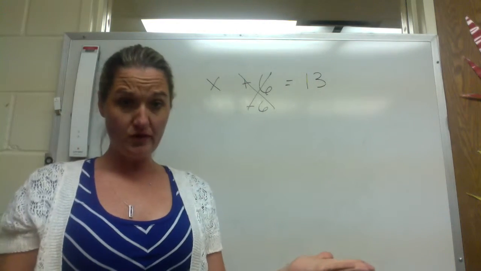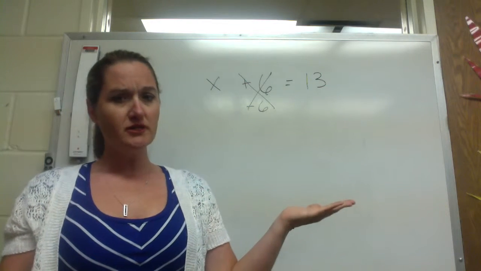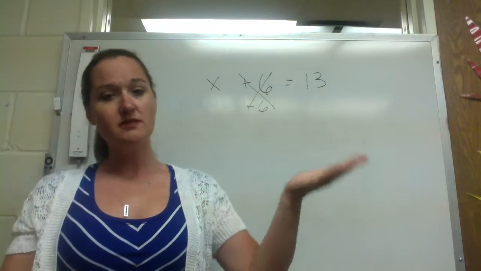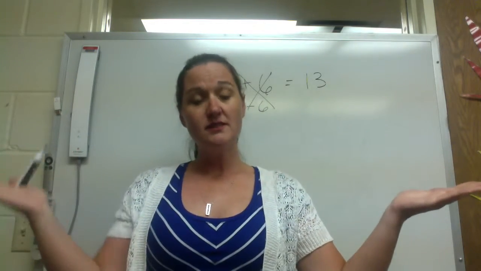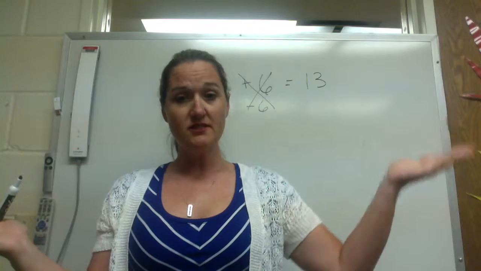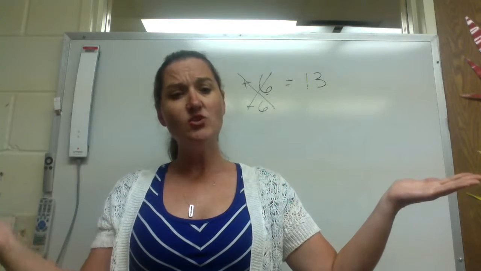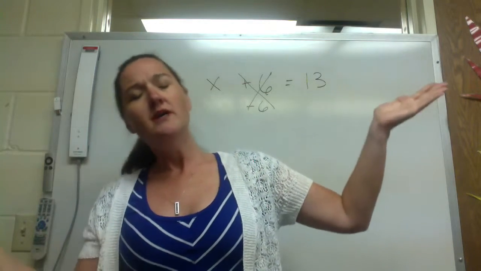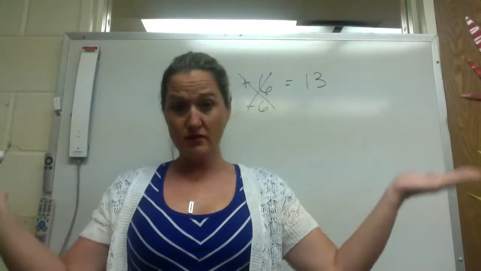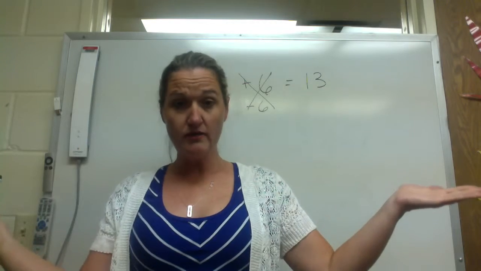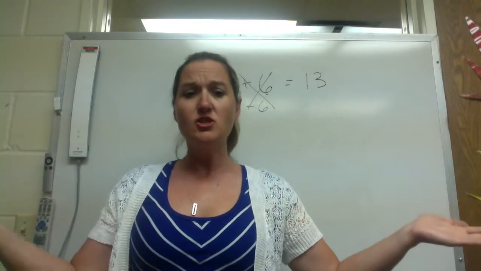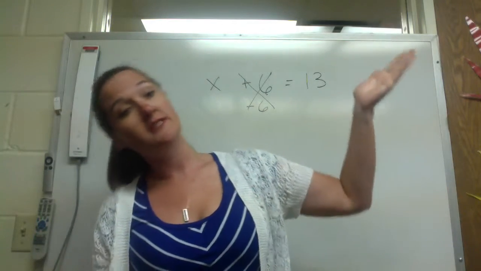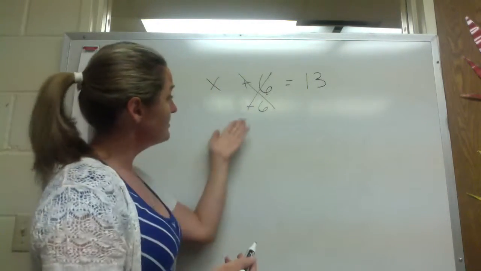But in algebra, think about an algebraic equation as a scale, okay? So I've got x plus 6 on this side, 13 on this side, okay? But once I take away something from this side, it becomes unbalanced, okay? And we've always got to keep our equation equal, okay? This side has to equal this side. So I can't just take away something from one side and call it good, because now my equation's like this, okay? So we've got to think about this.